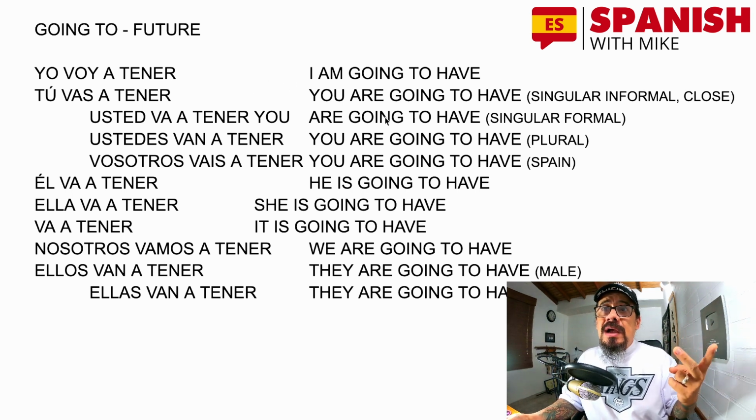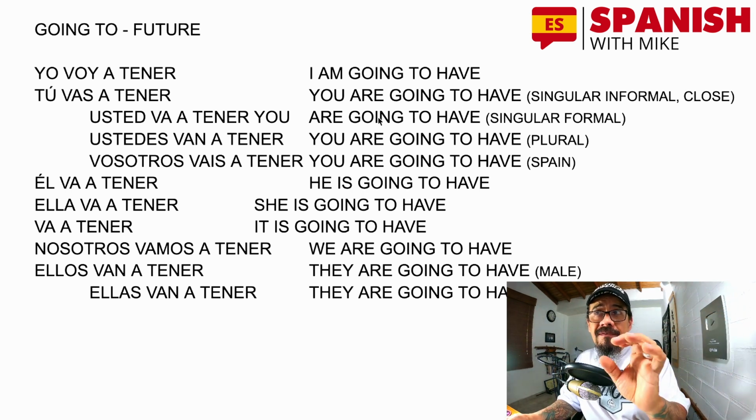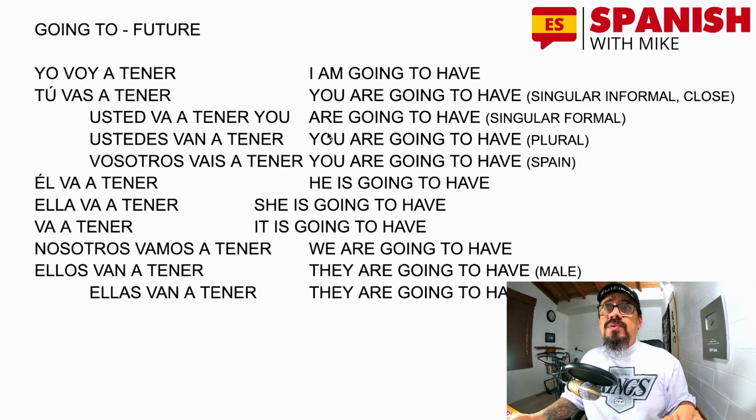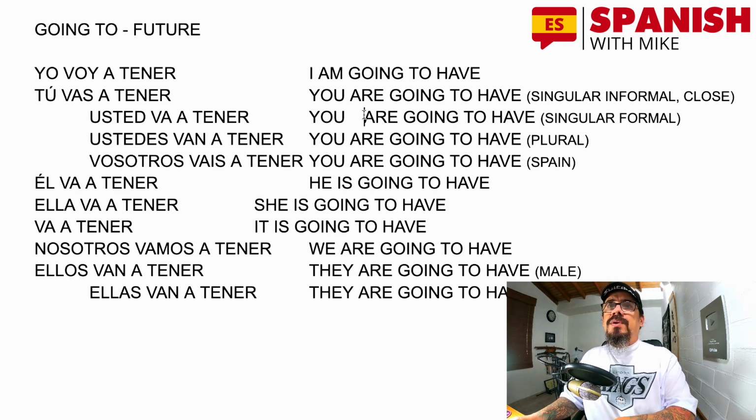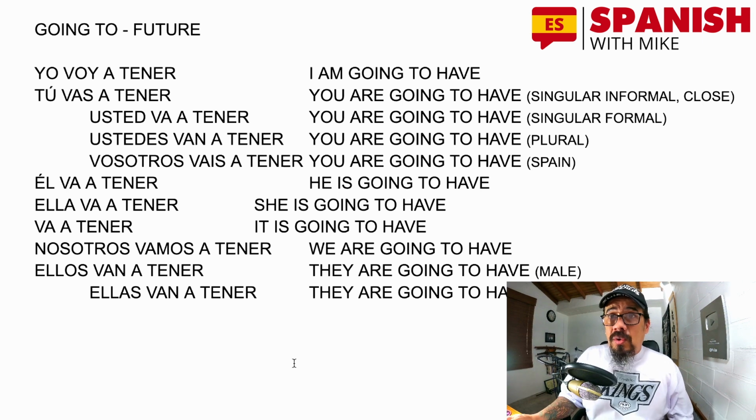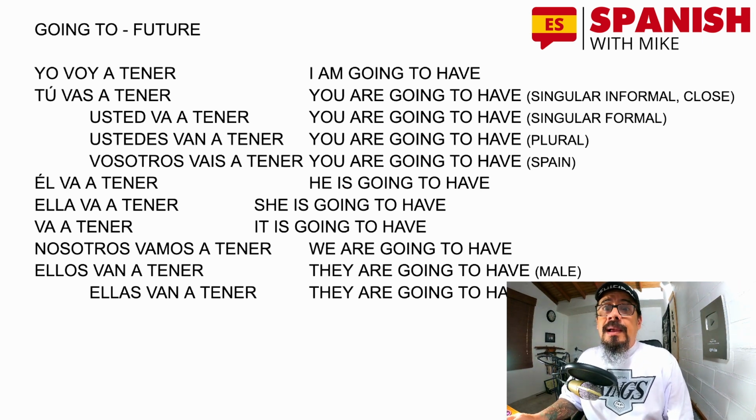You are going to have, tú vas a tener, singular, informal, close. Usted va a tener, you are going to have. Here, I'm sorry for this. Why is this showing so weird? Okay, here, sorry. You are going to have, this is here. Usted va a tener, you're going to have, singular, formal.